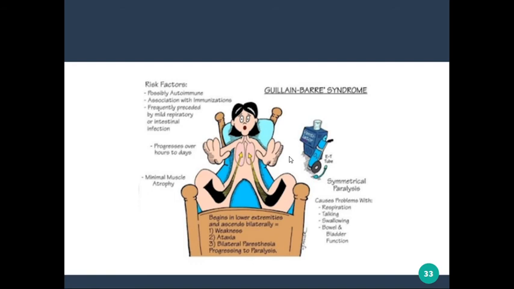Here in this picture, we can see the ventilator. Most of the time, Guillain-Barre syndrome patients require ventilation because of the failure of the respiratory muscles.